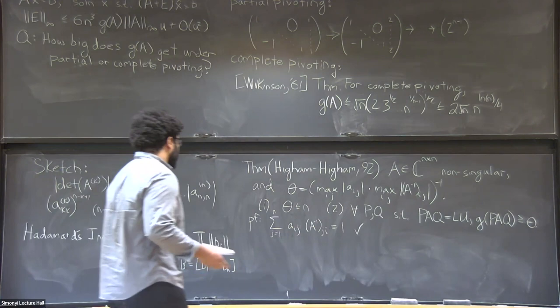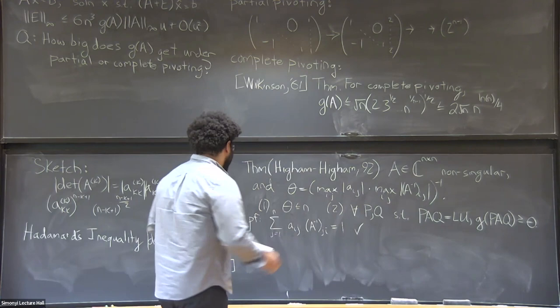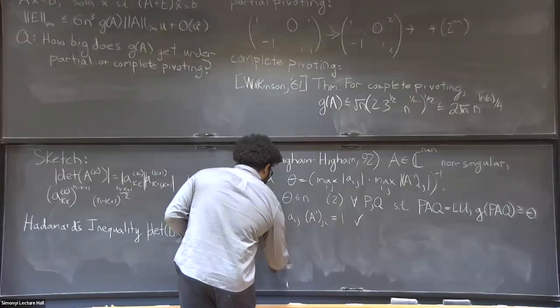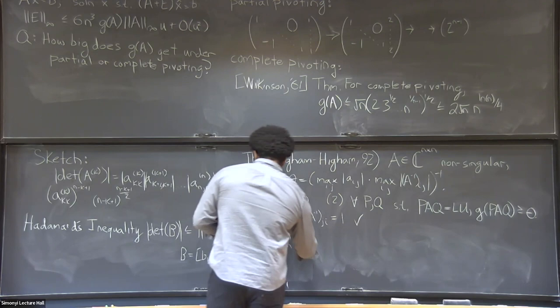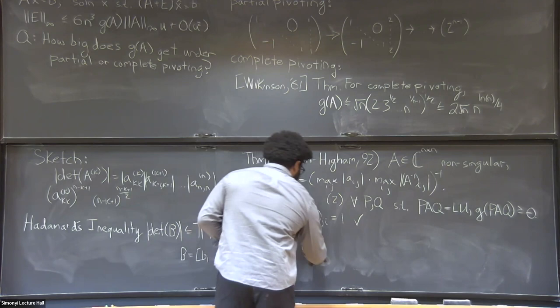And then for two, this is also a pretty straightforward result, which I can show pretty quickly. So let's just take A and A inverse. What you'll note is that this is just the same as taking the inverse of our U and finding the bottom right entry.